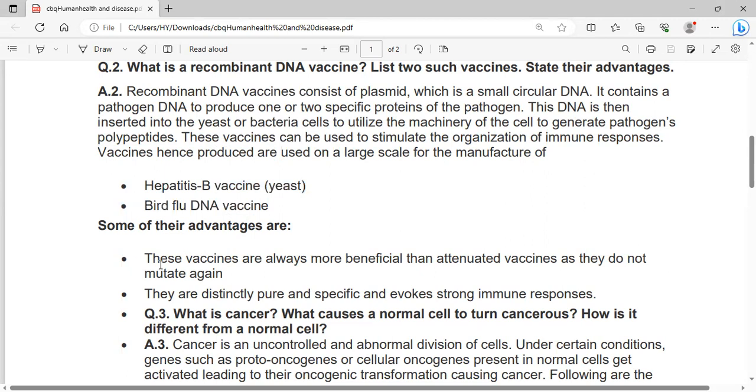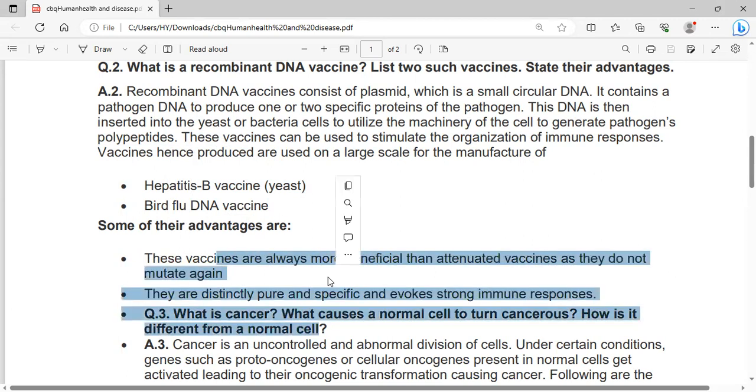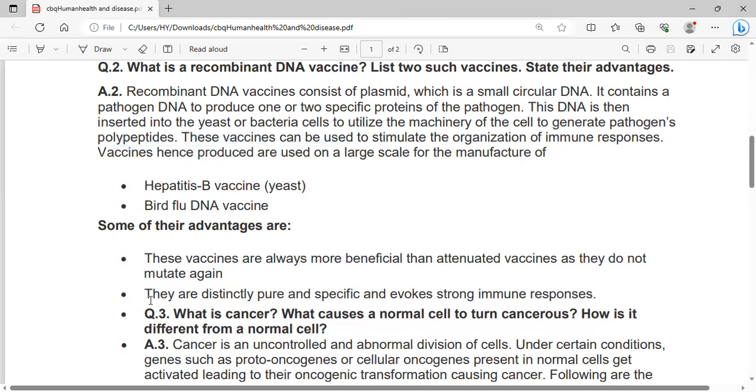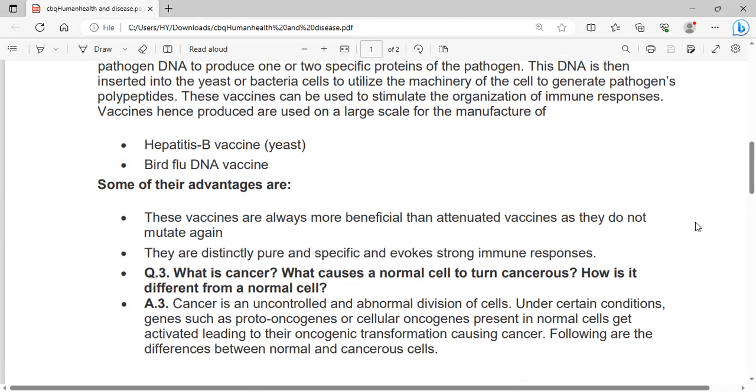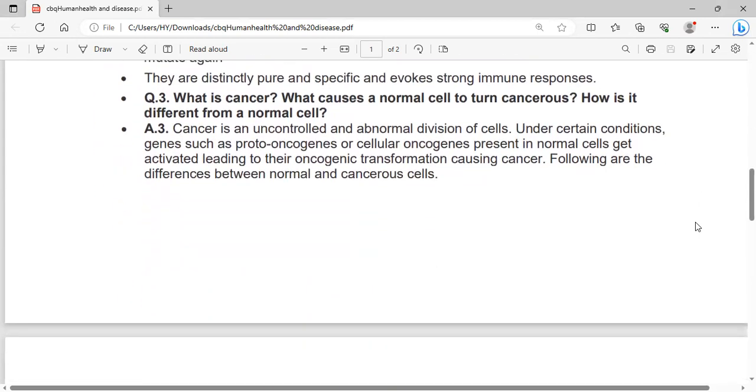Some of their advantages are these vaccines are more beneficial than the attenuated or killed ones. They are distinctly pure and specific, and evoke strong immune response. So the immune response produced by them is very strong. That is the advantage. Now question number 3, what is cancer?